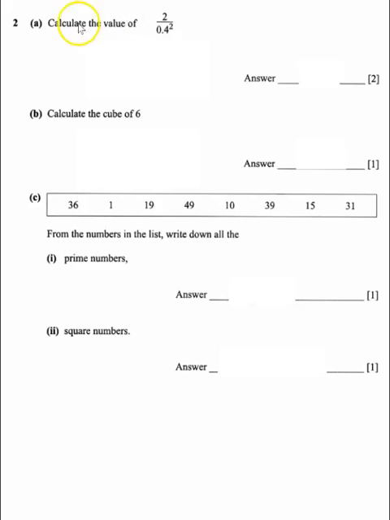So question 2a says calculate the value of 2 divided by 0.4 squared. So the first thing I've done is just put 0.4 squared into the calculator and you get 0.16. And so now you're dividing 2 by 0.16, which is 12.5. Just put it into your calculator and that's what you should get.